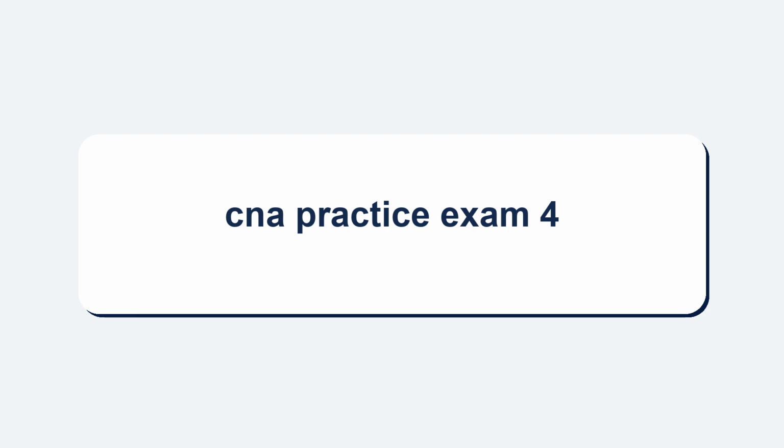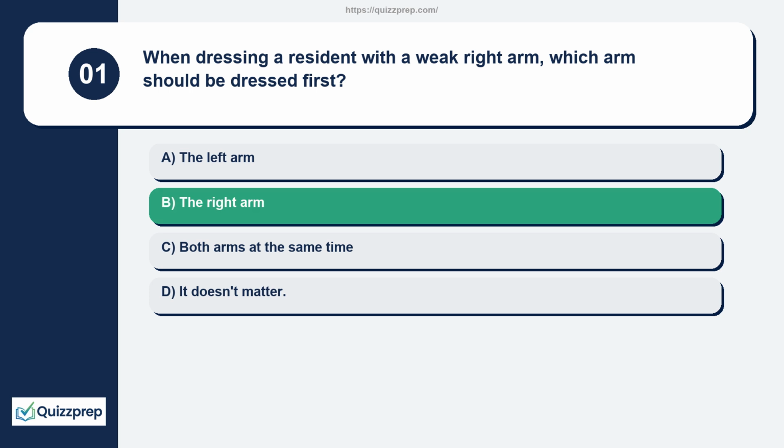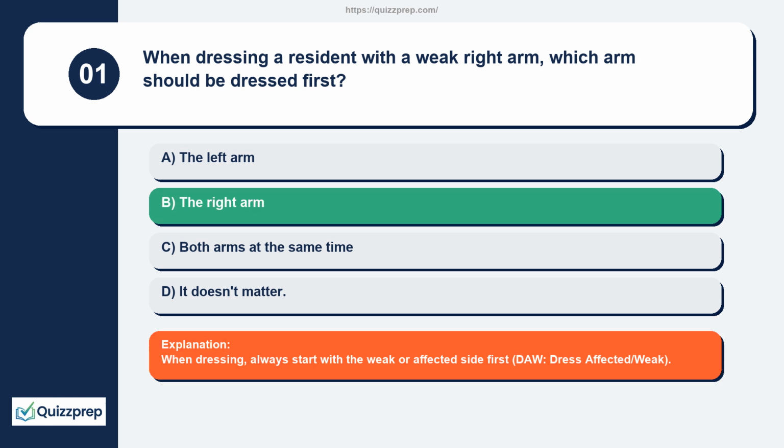CNA Practice Exam 4. Question 1. When dressing a resident with a weak right arm, which arm should be dressed first? The left arm, the right arm, both arms at the same time? It doesn't matter. When dressing, always start with the weak or affected side first. Dress affected/weak.